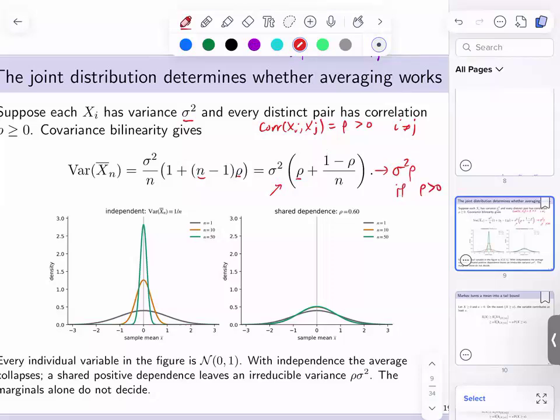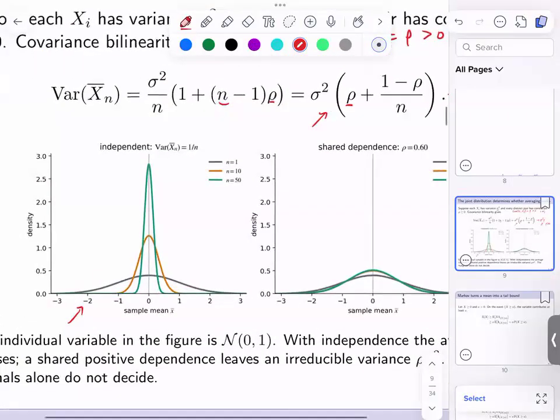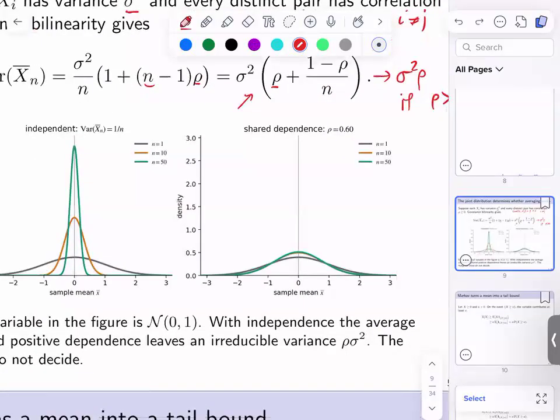So this is the case where you have huge dependence. And so this is the situation where you have independence. This is plotting, let's say under the Gaussian assumption, the distributions. You can see for n equal 1, you have your flat, n equal 10, it sharpens, and n equal 50, much more concentrated. Here, kind of the same situation, but rho is like 0.6, and so they kind of stabilize. The variance stabilizes at sigma squared rho, and it's slightly less variable than the initial, but it doesn't really concentrate.